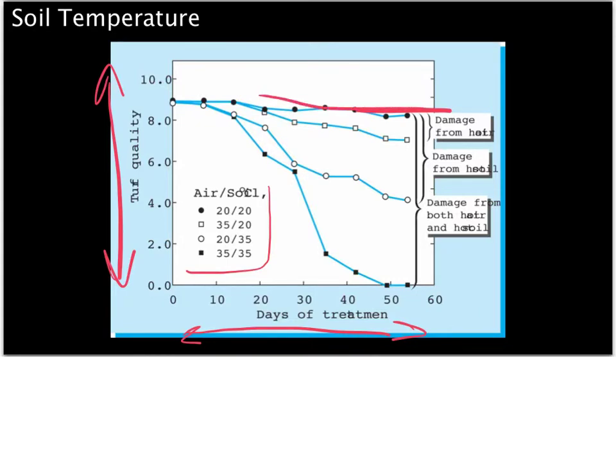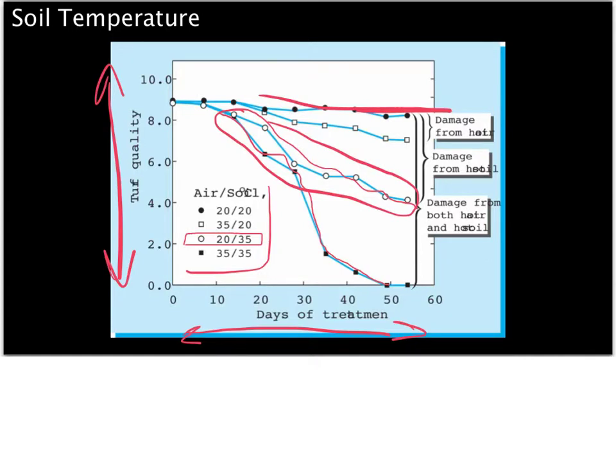But look what happens when we have the same 20 degrees air temperature with 35 degrees in the soil, so we're getting up into the 90s degrees Fahrenheit in the soil, and then we have this degradation of turf quality. When we have both the air temperature and the soil temperature very high, we have even more degradation. So soil temperature really matters. This shows us that soil temperature matters much more than changing the temperature of the air.